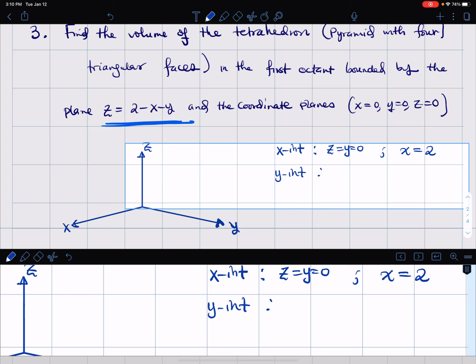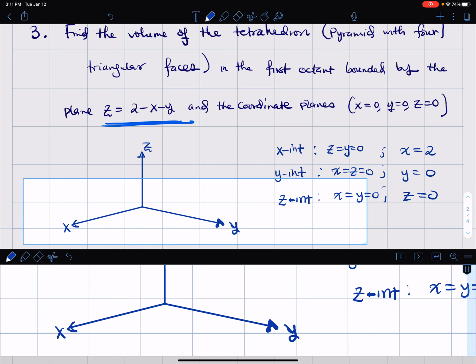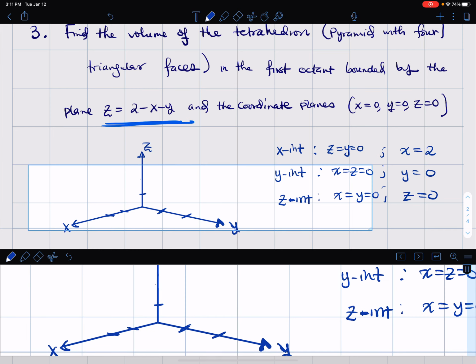Y-intercept, x is 0, z is 0. So y is 2. So this turns out to be actually very easy. And then z-intercept, x is 0, y is 0. So we get z equals 0. All right, so our intercepts are at 2, all of them.